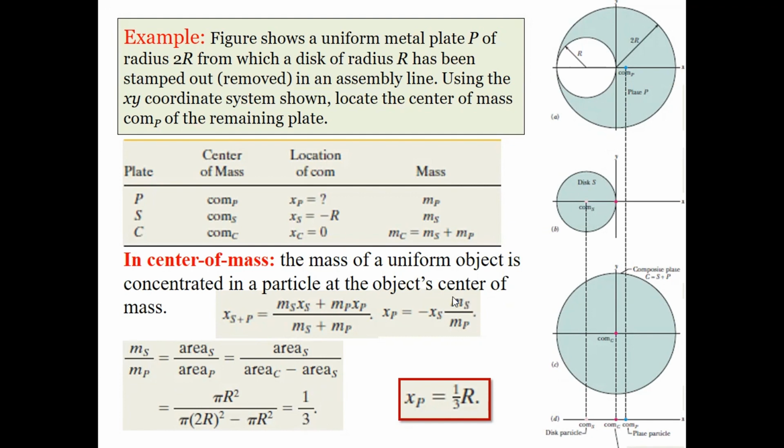And once we substitute here, we get that x P is equal to 1/3 times the x value for the center of mass of the stamped disk, which is equal to minus r. Therefore, the overall answer is minus 1/3 times r. And that's how we have calculated the center of mass of the plate, equal to 1/3 times r in magnitude.